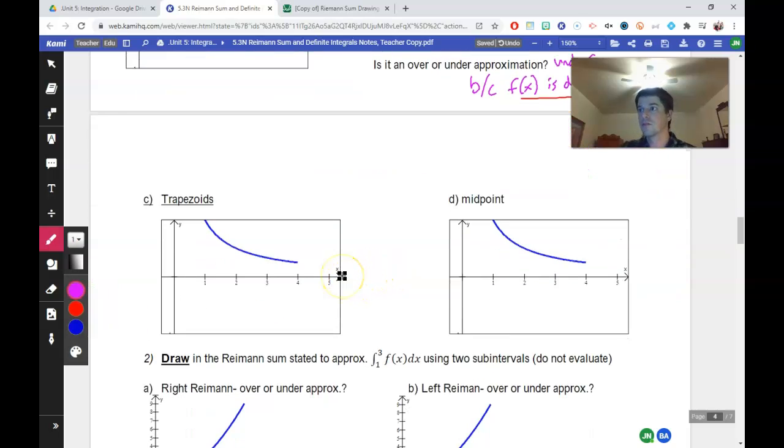Okay. For the trapezoid rule, we're actually going to find trapezoids here, and see that is the first trapezoid. Okay. So we can't actually just draw that.